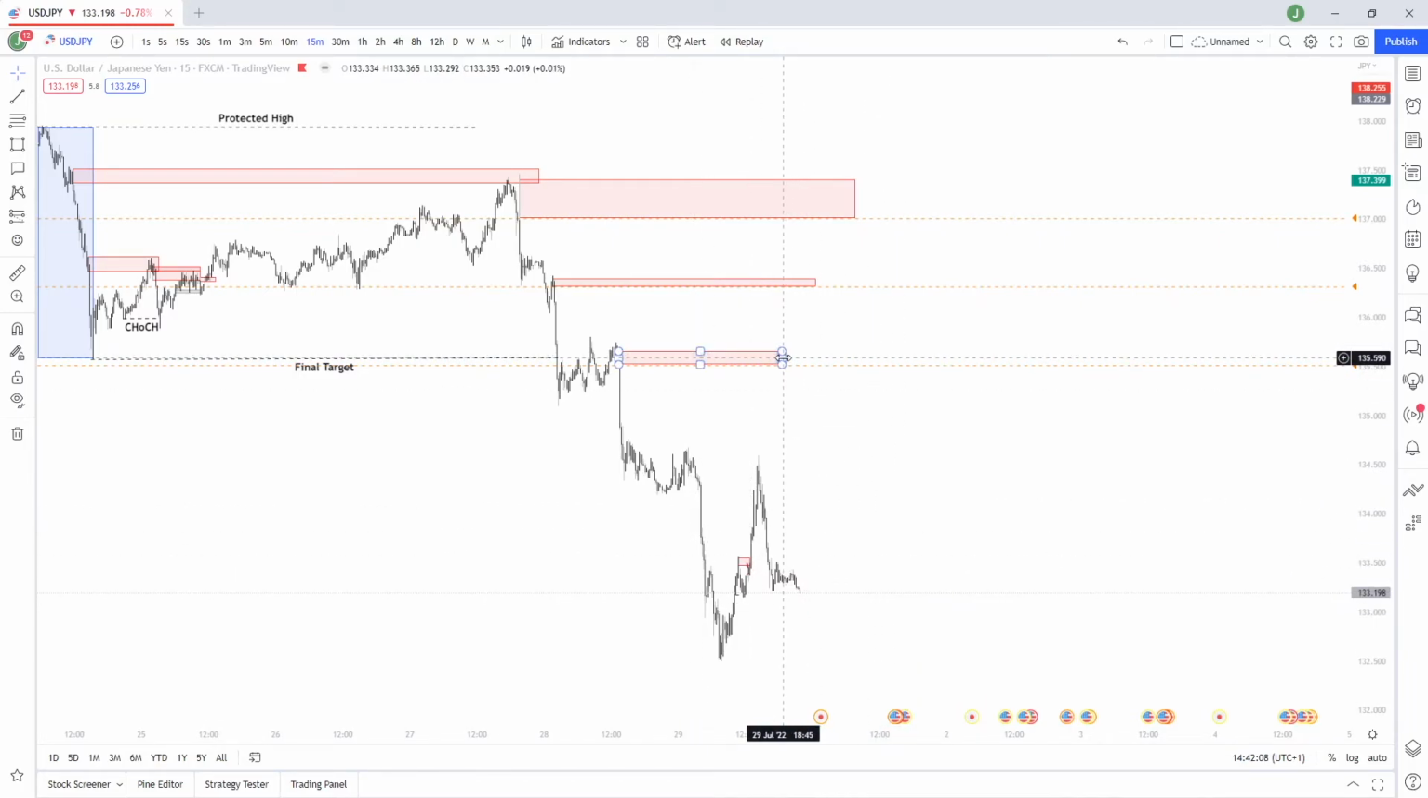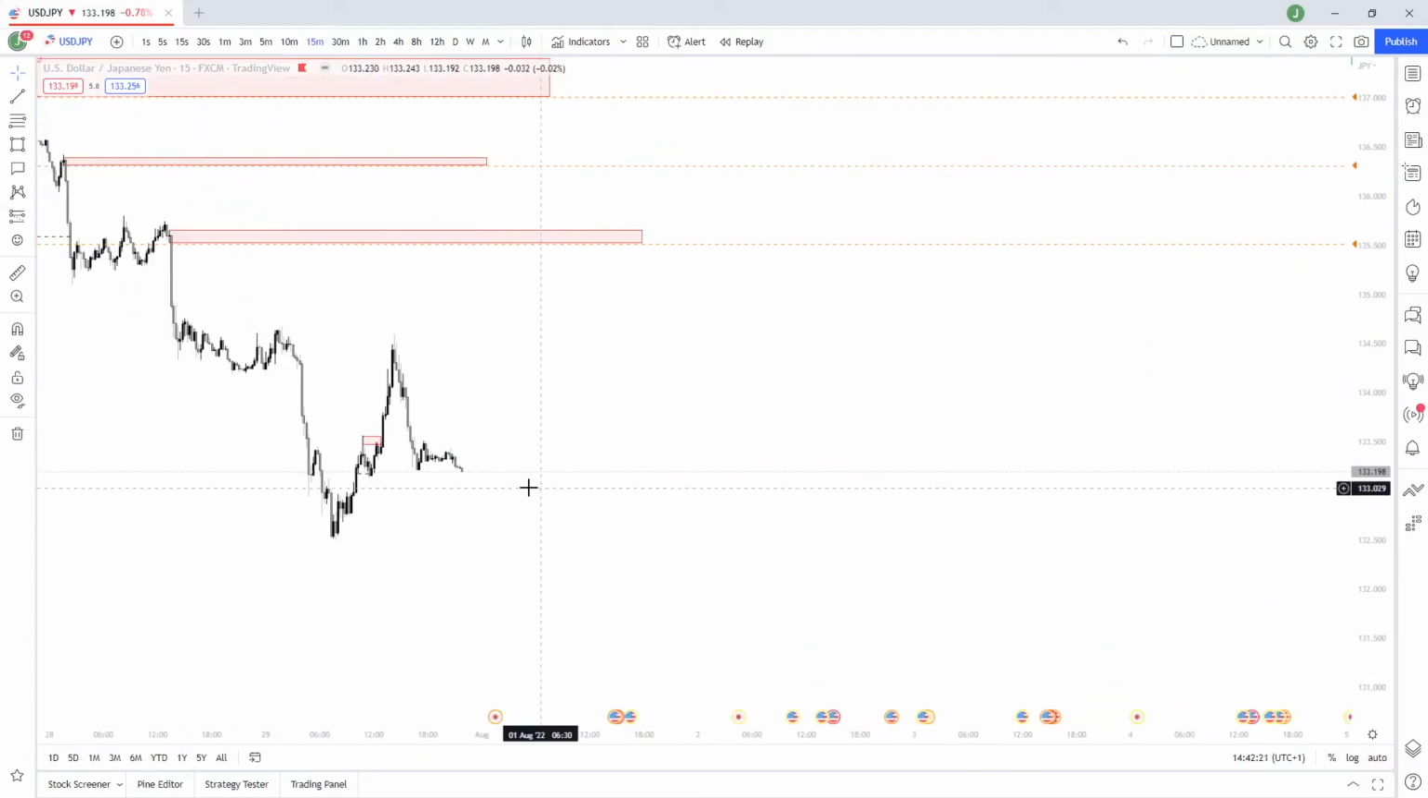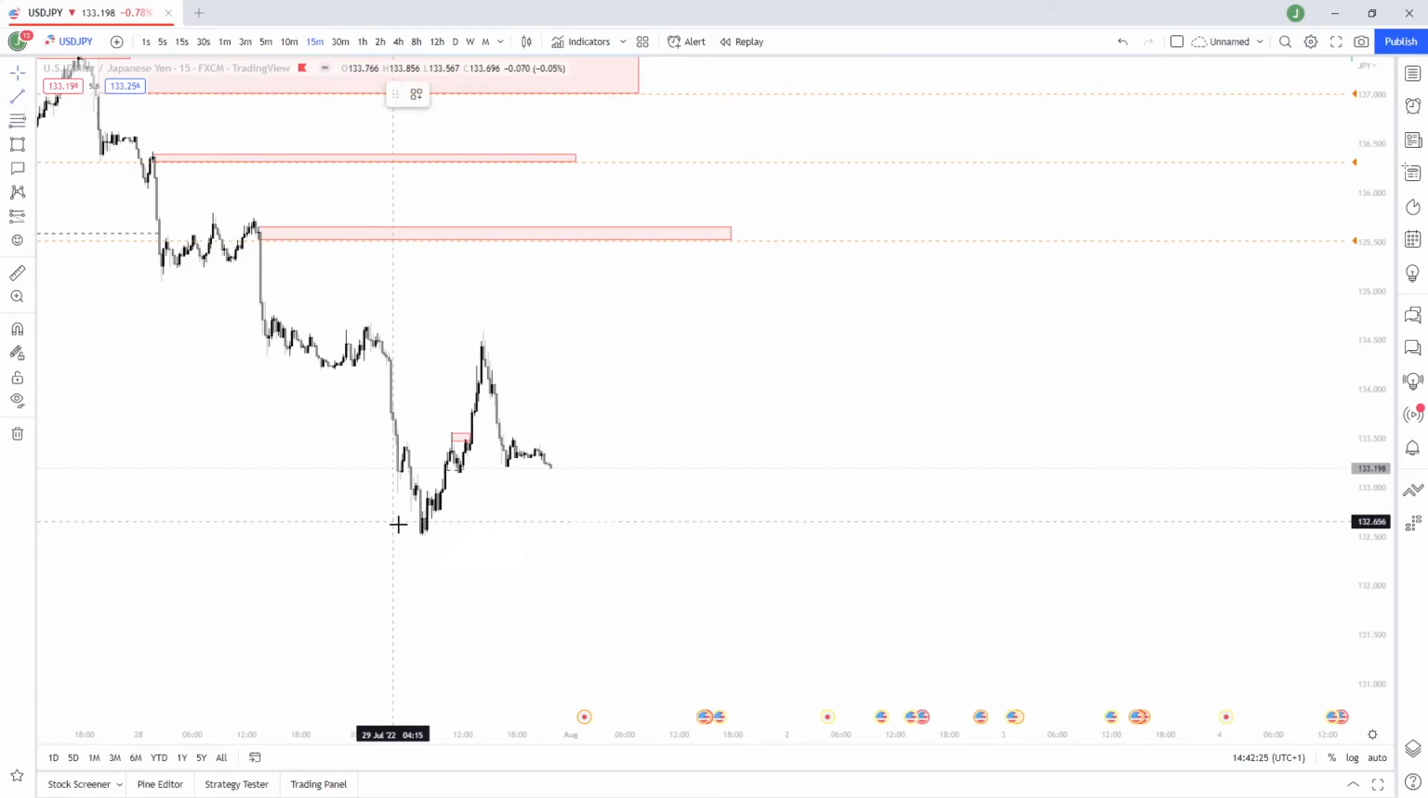If so, you see I have many zones highlighted, pretty much just areas within the move down where we have left a footprint, left an unmitigated position, which I'd like to see price eventually trade us back up to. So we'll have to see what happens here. Maybe this is the start of a correction way back up. Maybe it isn't. Until this low is broken, we will not know.